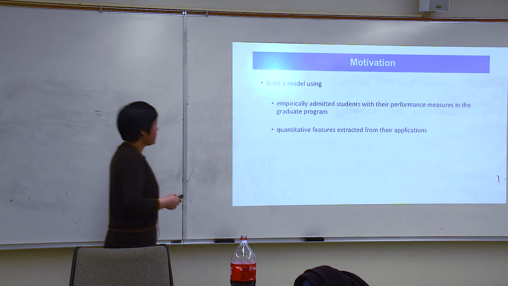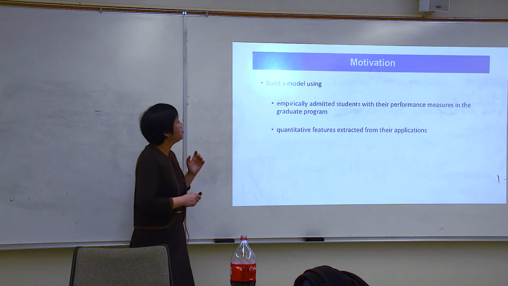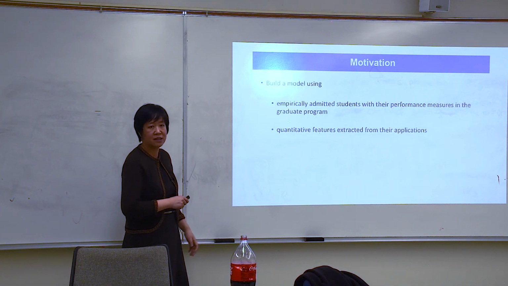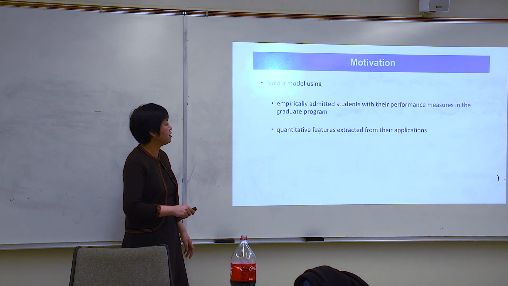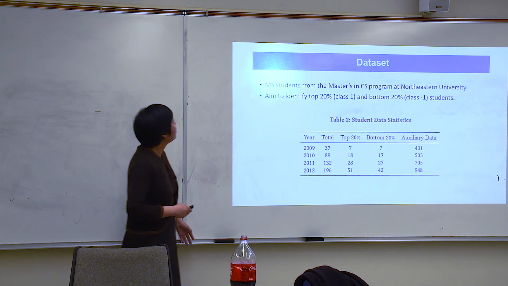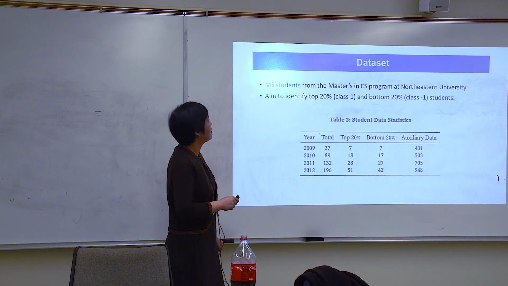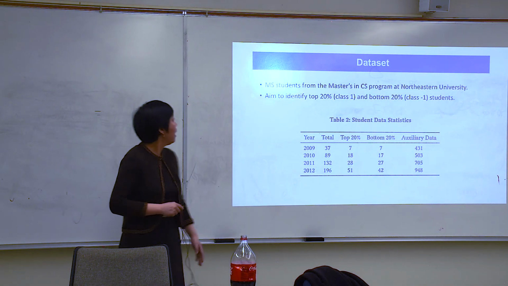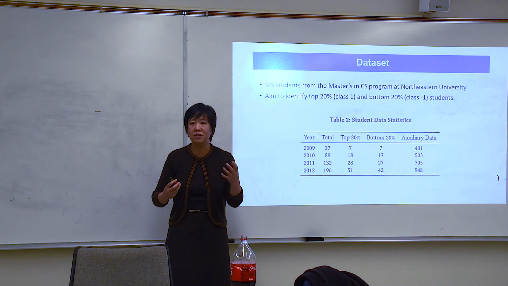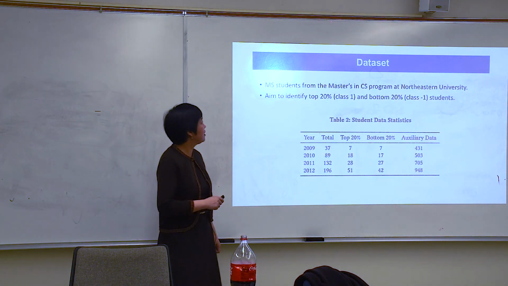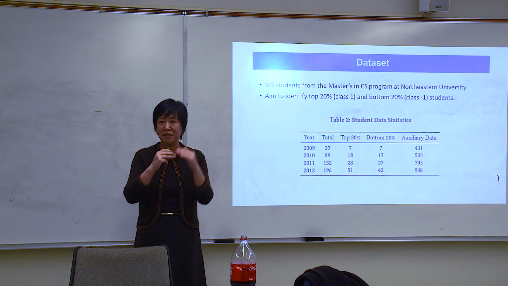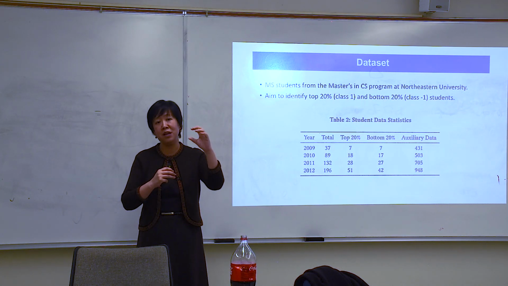The data uses students who were admitted to the program in the past and have already finished their studies. We use quantitative features from their original application to the program. These are MS students from the Master in CS program at Northeastern University. We aim to identify the top 20% and bottom 20% of the students in the program. It's not the top half and bottom half, because the students in the middle are really hard to tell apart. So we try to identify the top ones and the bottom ones.